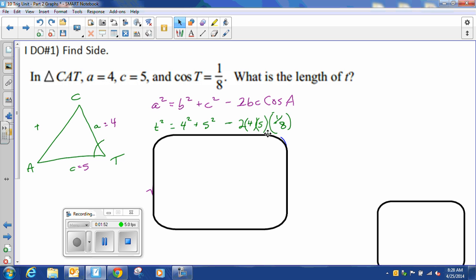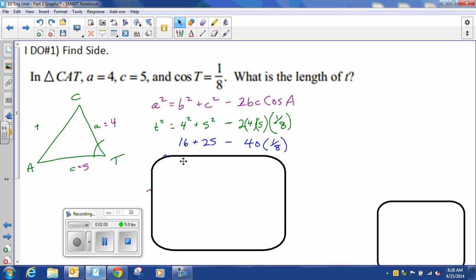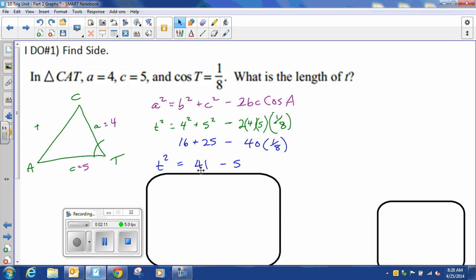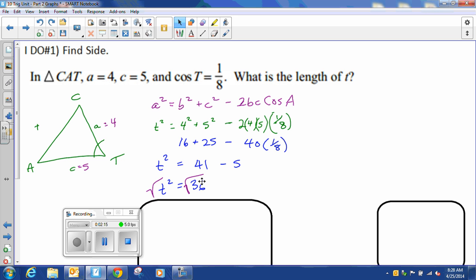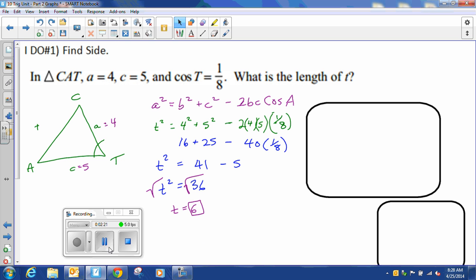So here we have capital T, cosine T is 1/8. And lowercase t over here is the unknown. That's what we're looking for. And then we just simplify. 4 squared is 16, 5 squared is 25. 2 times 4 is 8 times 5 is 40 times 1/8. Keep simplifying, we get 41 minus 5. And 41 minus 5 is 36. Take the square root of both sides, and our answer is 6.